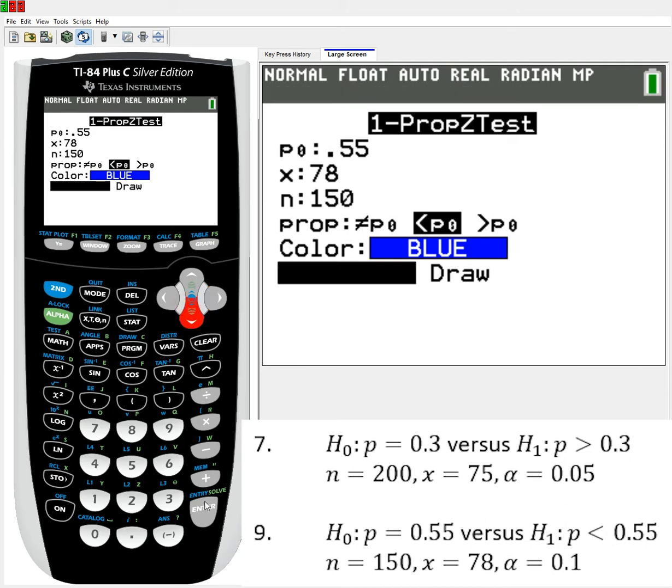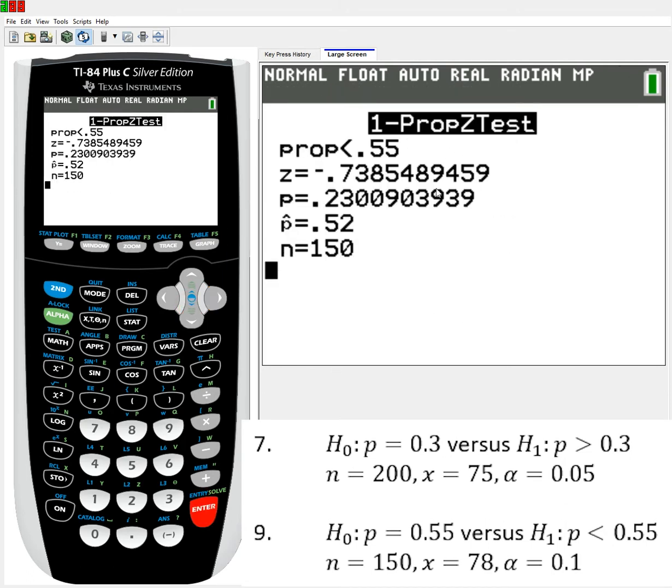When we calculate, we're going to be getting some different values here. Again, we check our beginning: prop less than 0.55. That does look like my alternative hypothesis. But instead, we see z is negative 0.74 approximately, which means it's only about 0.74 standard deviations below the mean. And our p-value is 0.23. This is much larger than our last one. Likewise, we also notice that our p-value of 0.23 is actually larger than our alpha value.